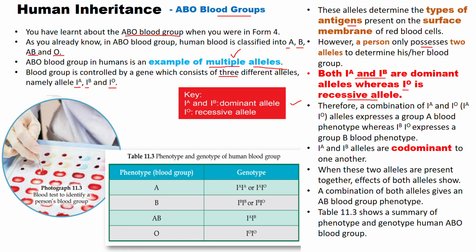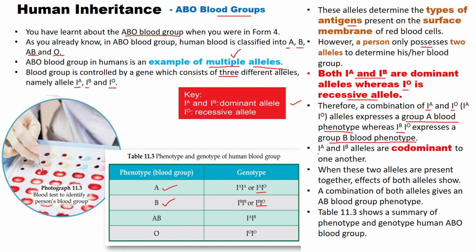So therefore, a combination of IA and IO, look here in this table, expresses a group A blood phenotype. Which means the person is going to have blood group A, whereas IB IO heterozygous expresses a group B blood phenotype. So the person is having blood group B.